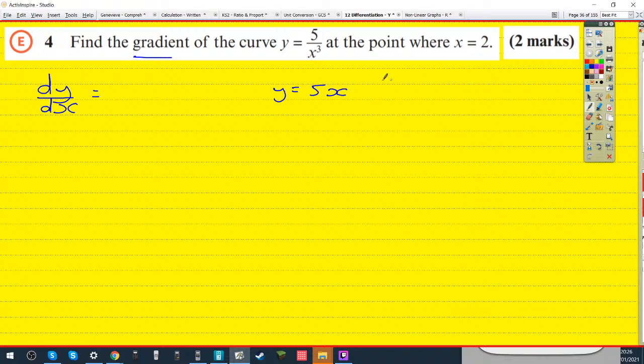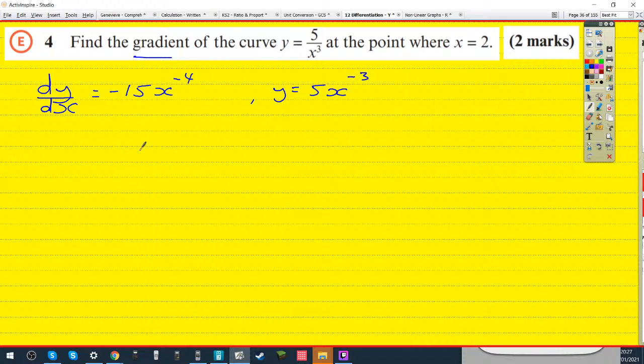Excuse me. I need to put a question before this. 5 over x cubed is the same as 5x to the minus 3. Those are the same thing. Yeah. And so that's what y equals. What is dy dx? So it'd become minus 15x to the power of minus 4.